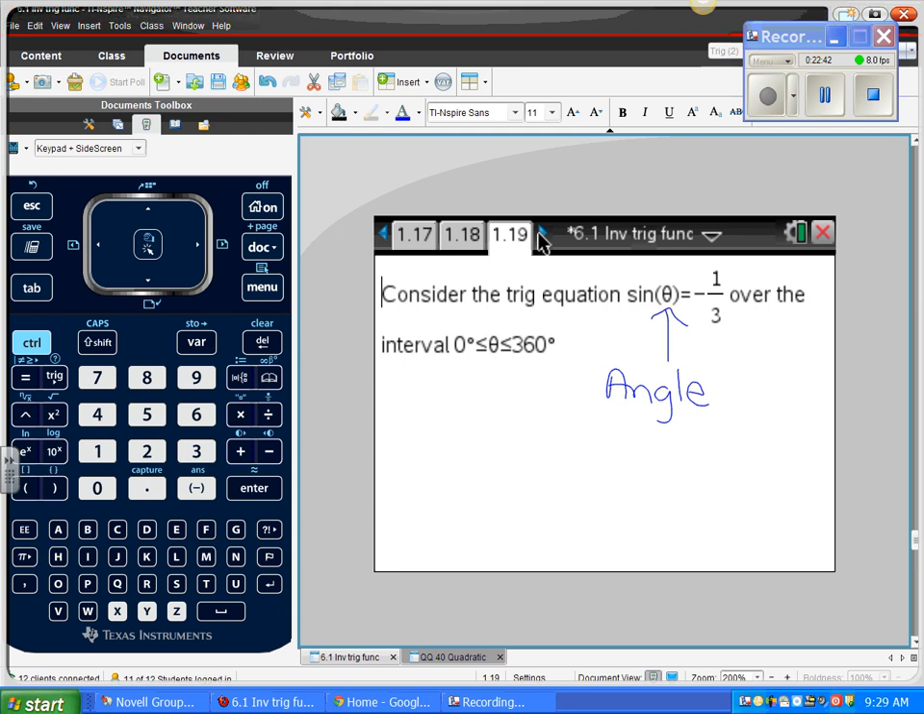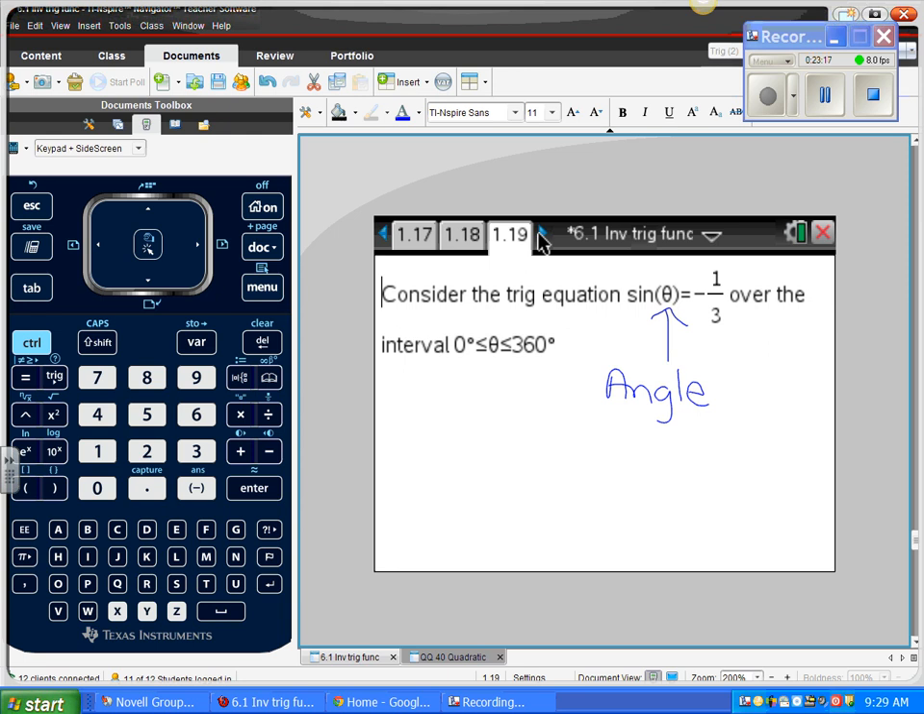Okay. What always goes inside a trig function? An angle. What goes inside an inverse trig function? Not an angle, what it's equal to. So what goes inside the trig function is an angle. I'm looking for the angle. To find the angle, I use the inverse. I have to use the inverse to find theta.